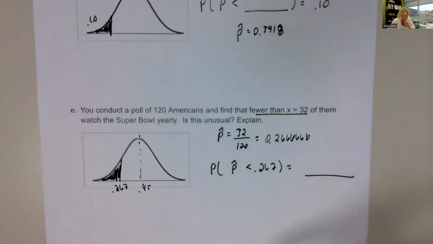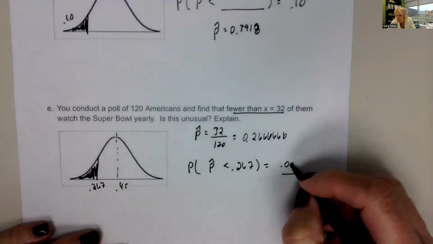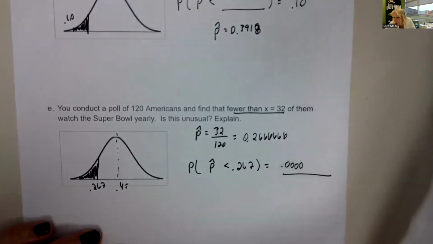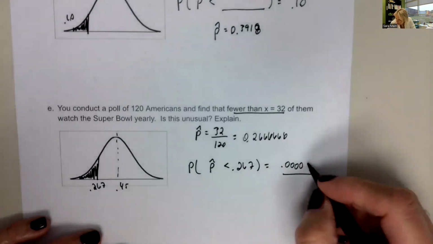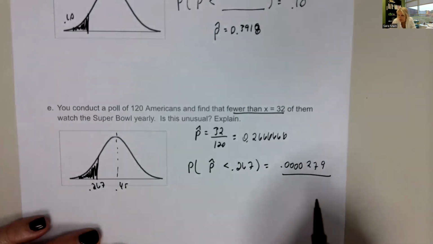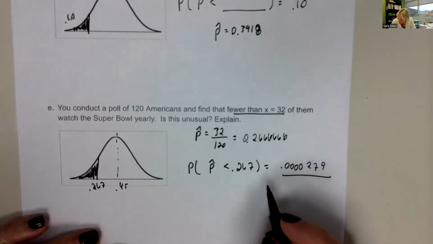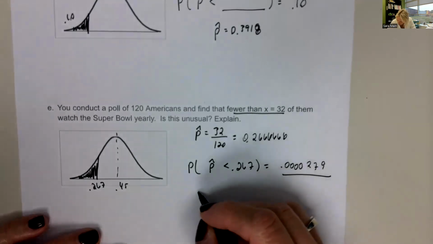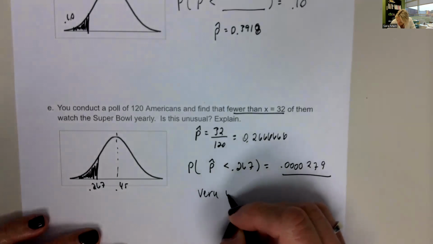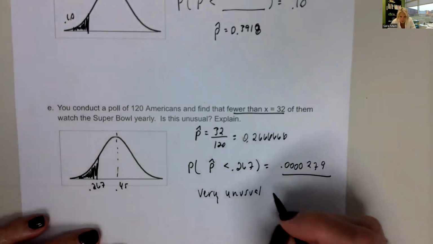That comes out to be very small. 0.0000279. And so that is very unusual because it is less than 5%.